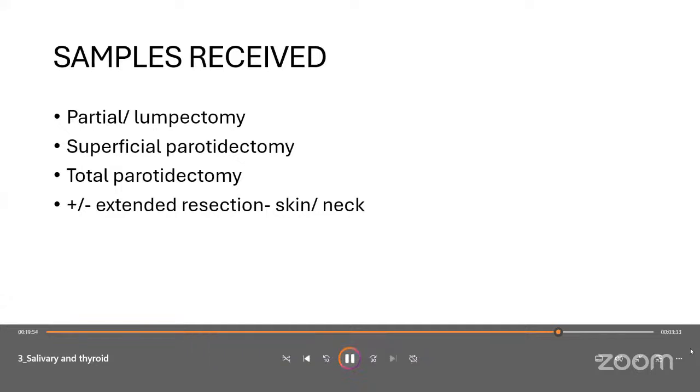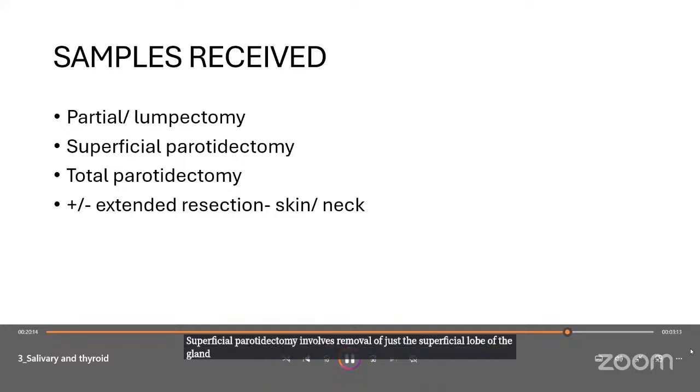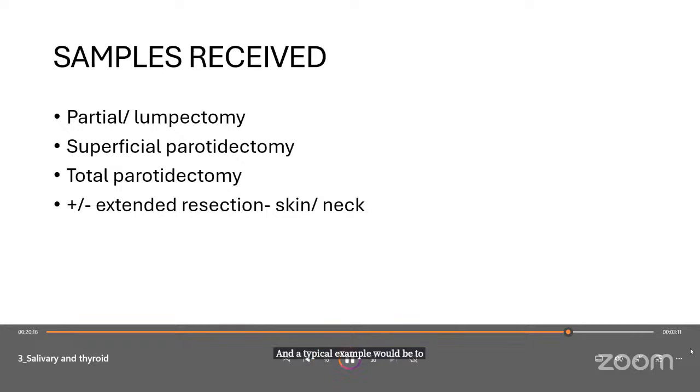There's a potential for variations in the type of parotid gland specimen that may be received. You can receive a partial resection or a lumpectomy, typically to manage a benign tumour such as a Warthin's tumour. Superficial parotidectomy involves removal of just the superficial lobe of the gland, and a typical example would be to manage pleomorphic adenoma.